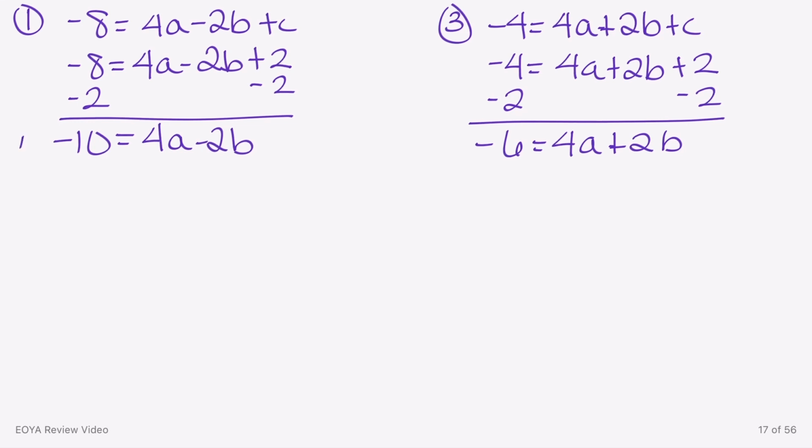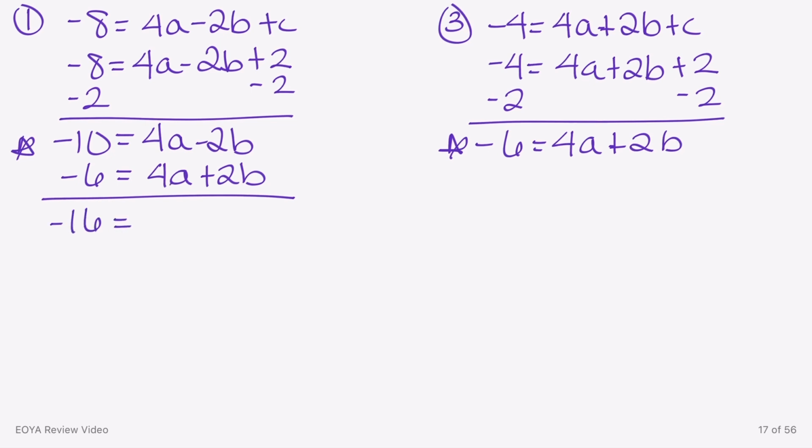So now you can see I can combine these two starred equations in order to solve for a and b. If I put them together, I have negative 10 equals 4a minus 2b and negative 6 equals 4a plus 2b. If I add them together, I have negative 16 equals 4a and 4a is 8a, and then minus 2b and plus 2b cancel out. So I can divide both sides by 8, and so I have negative 2 equals a. Now I'm going to plug into this equation.